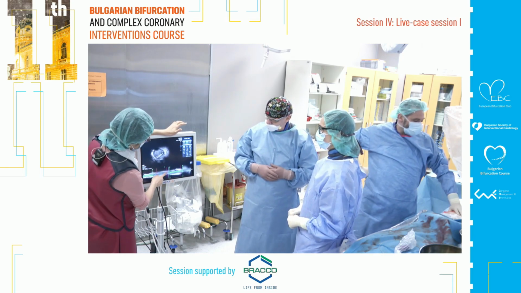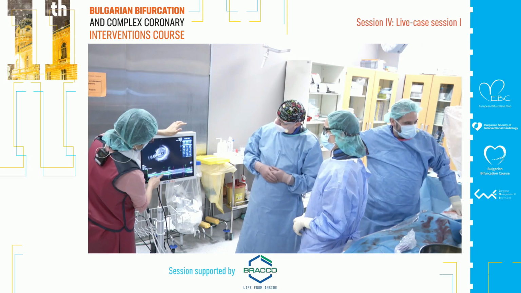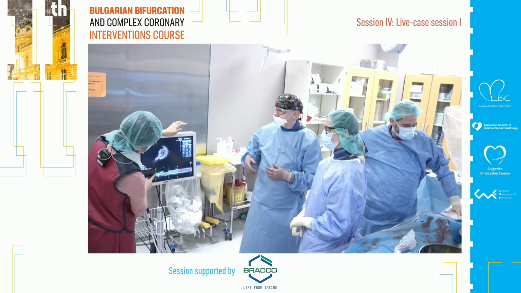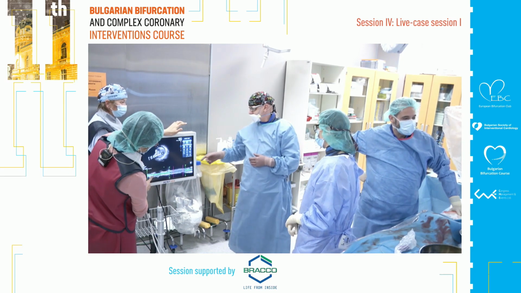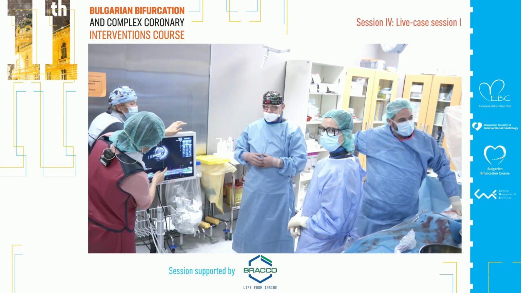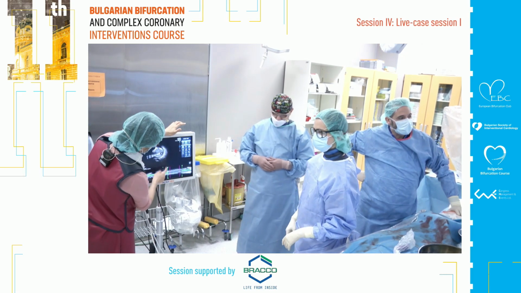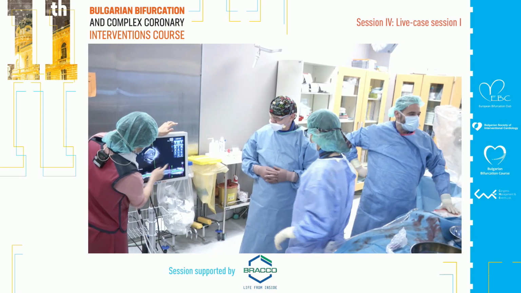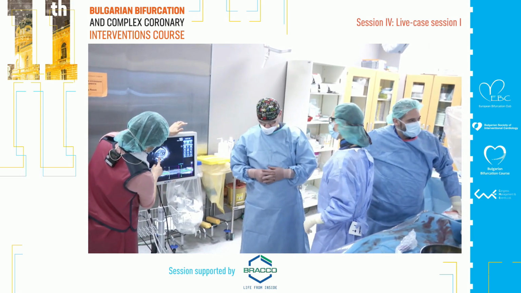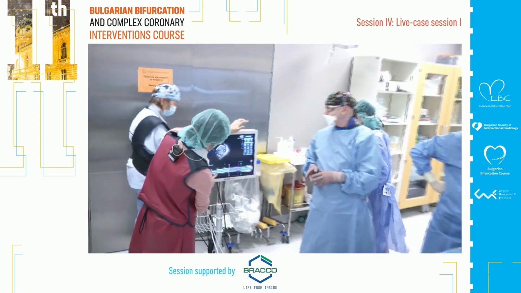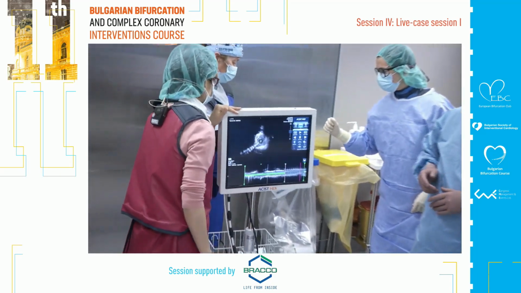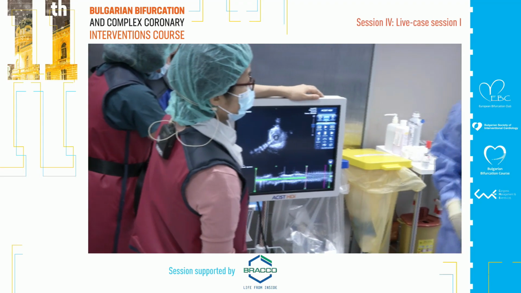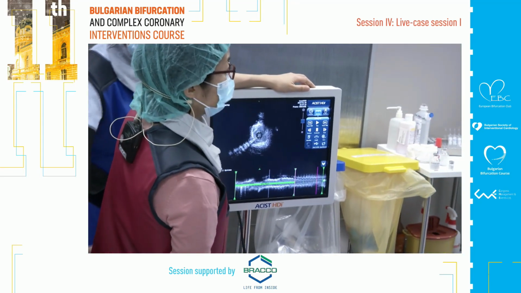So what do you plan exactly? We plan to fix the LAD first because otherwise we have to jail two wires. This is not hygienic. So we fix the LAD first, and if the diagonal is good, we remove the wire, and then we concentrate on the left main, and we plan to go crossover from the ostium, maybe connected with a second stent.